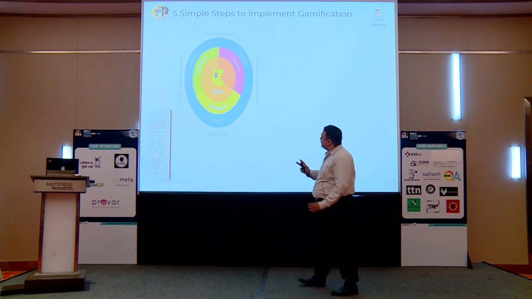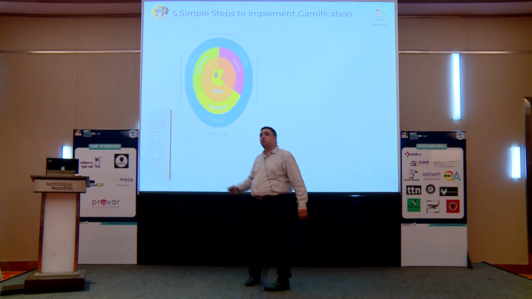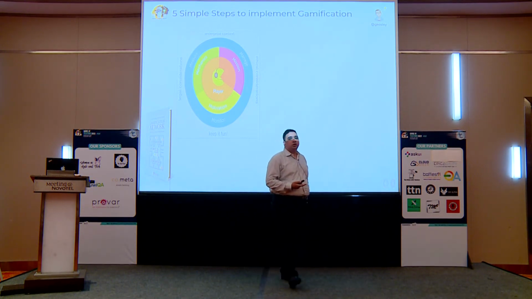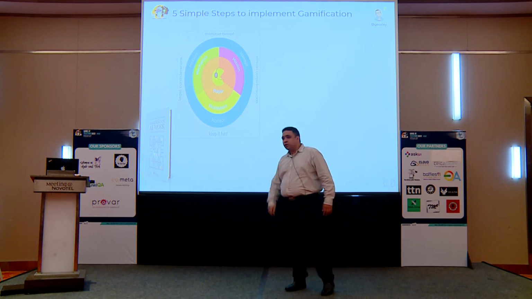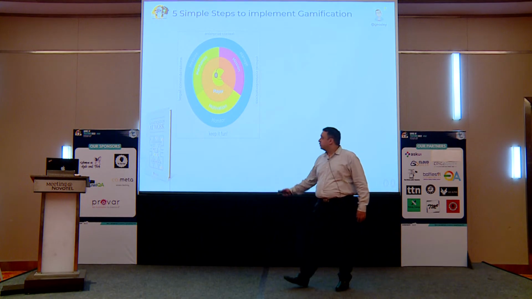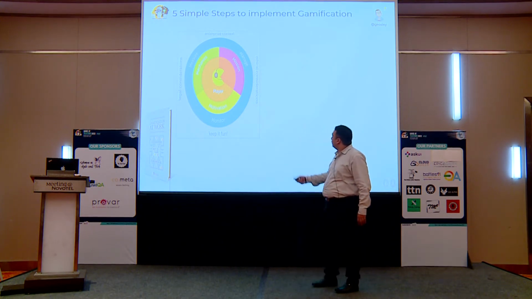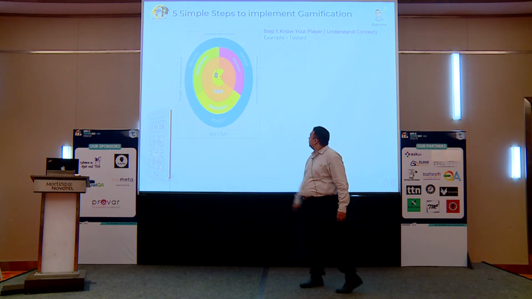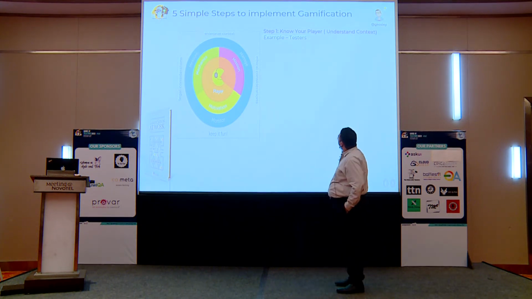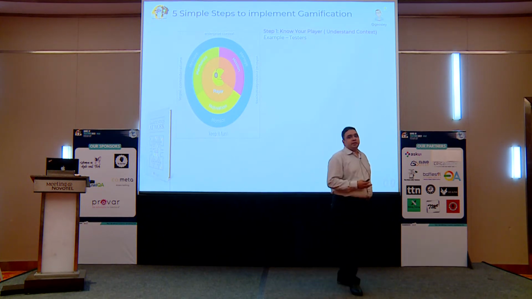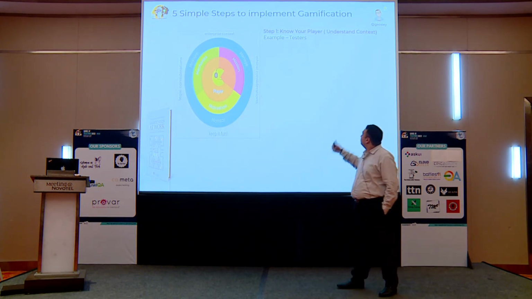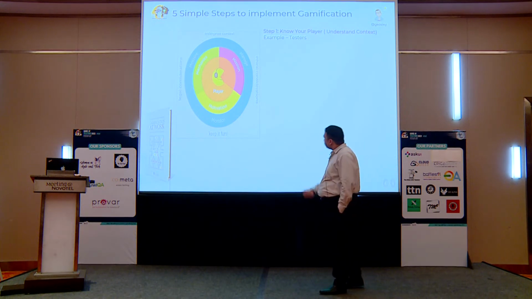Okay, so 5 steps to implement gamification. If you're interested in exploring this particular topic of gamification, there is a good book, Gamification at Work, and this is where I seek inspiration for these steps. So the first step is know your player, which is the center, the orange circle, which says understand the context. Today I'll be talking about gamification and testing. So say, for example, our players are testers.